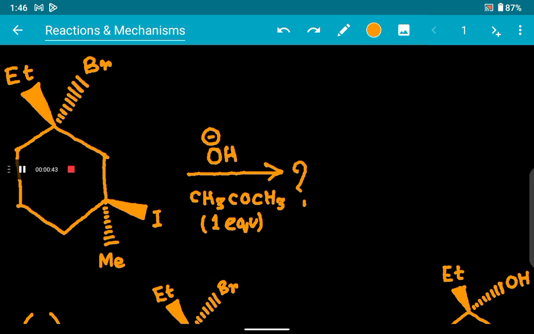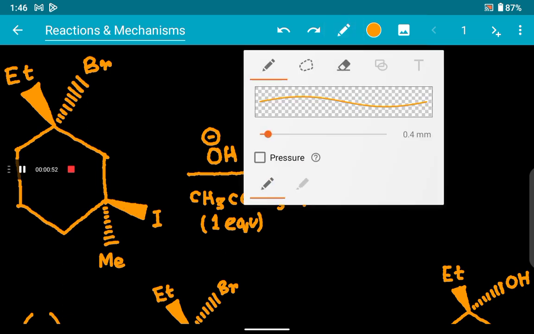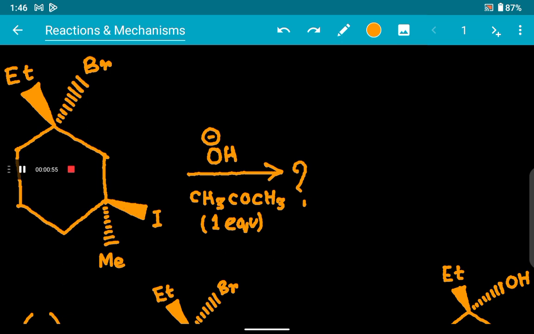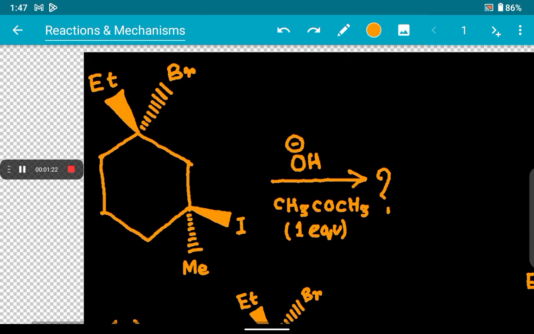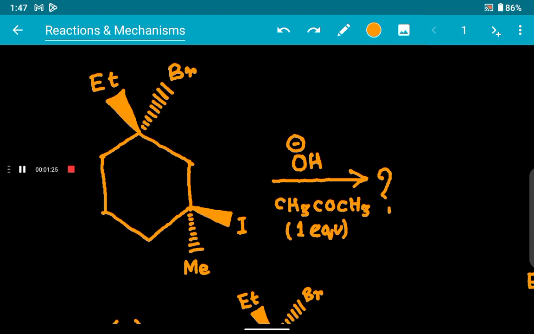SN1 reaction. This can even be E1 or E2, but this is not E1 or E2 in this case, and that is because we have been given here acetone. This is acetone, right? So acetone is the case for SN2 reaction mainly, because acetone is an aprotic solvent, so we use that for SN2 reaction. And why we use that, you may Google that, and there's a reason why for SN2 reaction acetone is used. So anyway, from that we have figured out that we are going to have an SN2 reaction here.